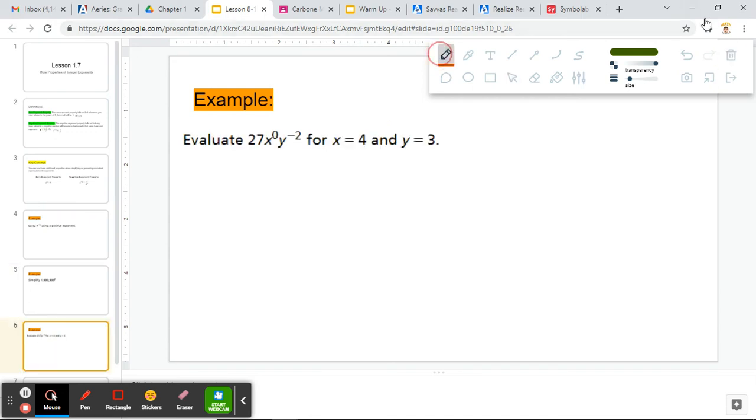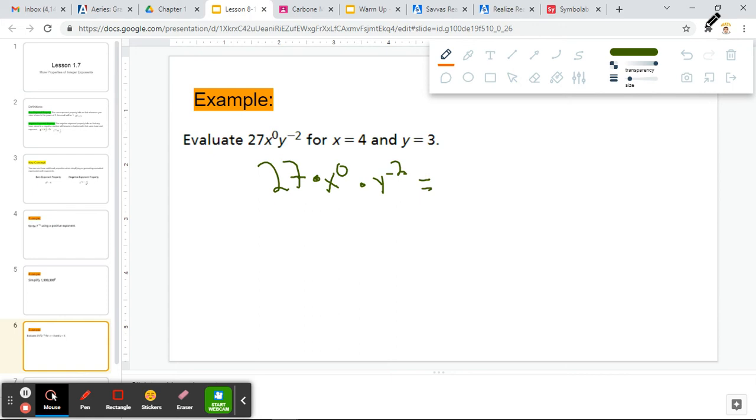Okay, one last problem for us here. We want to evaluate 27 times x to the 0 times y to the negative 2 for x is equal to 4 and y is equal to 3. Okay, so before we do any work here for plugging in our numbers, I want to first just evaluate this a little bit. So let's simplify. We have 27 times x to the 0 times y to the negative 2.